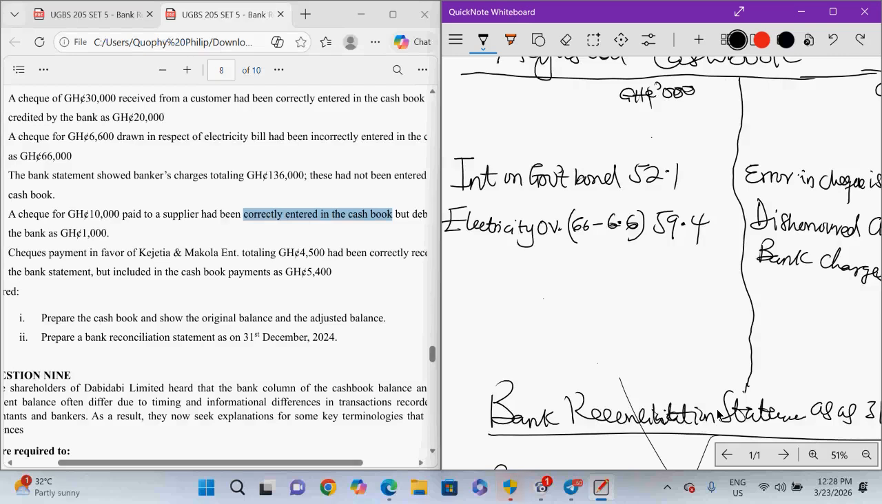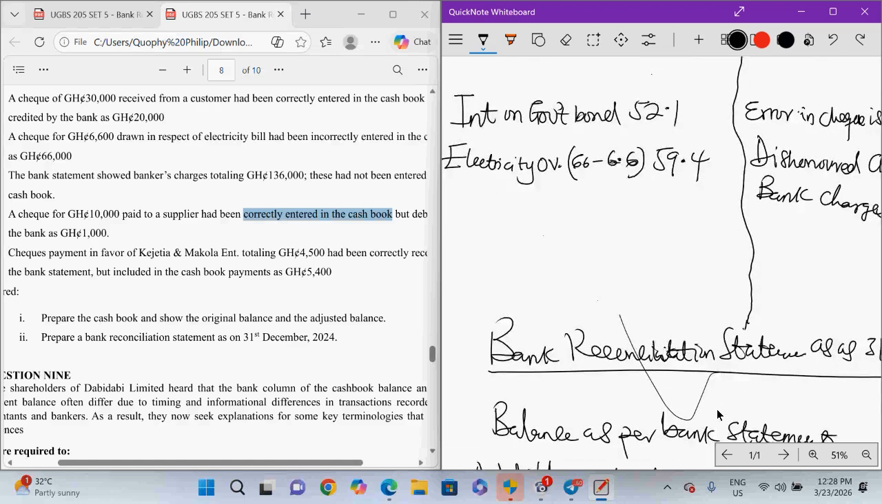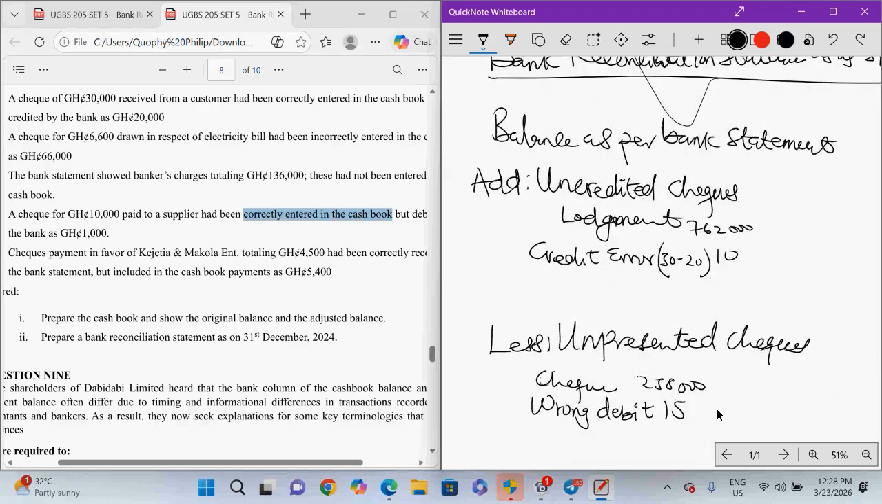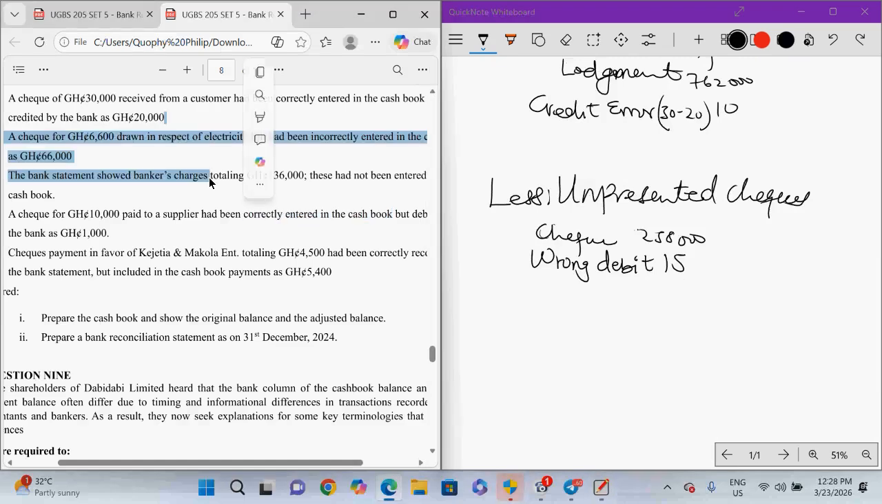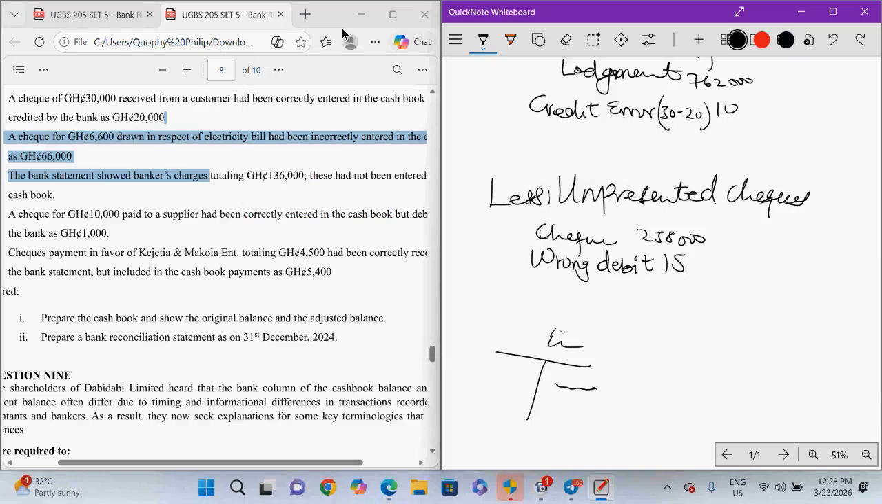No, a check of 10,000 paid to the supplier, right? And so we have made payment to the supplier, and you have reduced it. You have made 10,000 pesos. So in the cash book, in the first place, where would it be in the cash book? The credit side, right? It will be at the credit side as payment. You have made payment to a supplier.